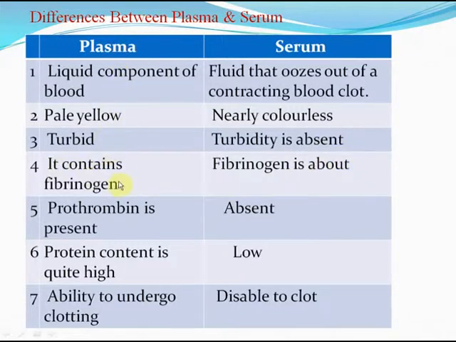because plasma is a part of an anticoagulated blood. So, it contains fibrinogen, and fibrinogen is absent in serum.